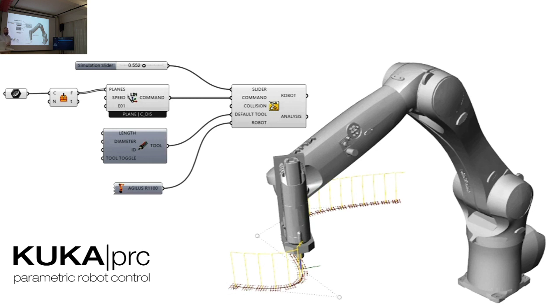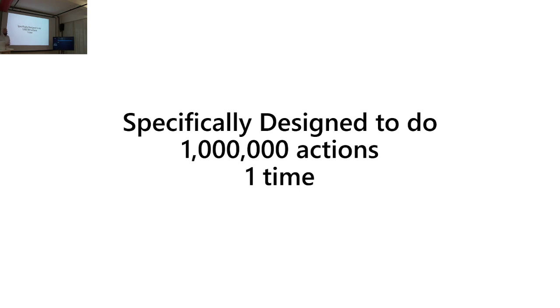So these machines were specifically designed to do one thing 1 million times, but through the use of parametric software such as Grasshopper and our approach, now we're flipping it and we're trying to do 1 million things once.